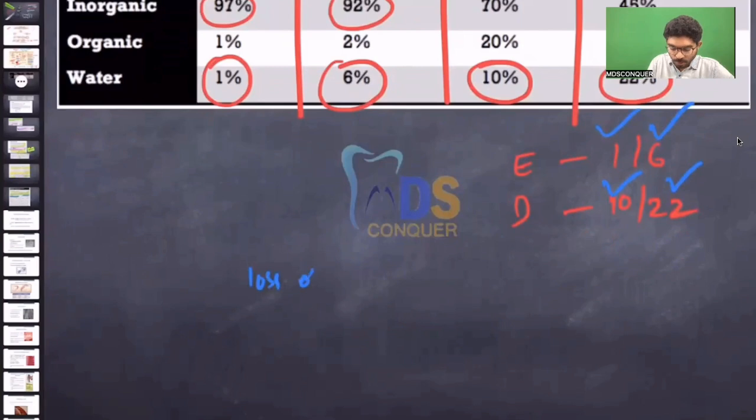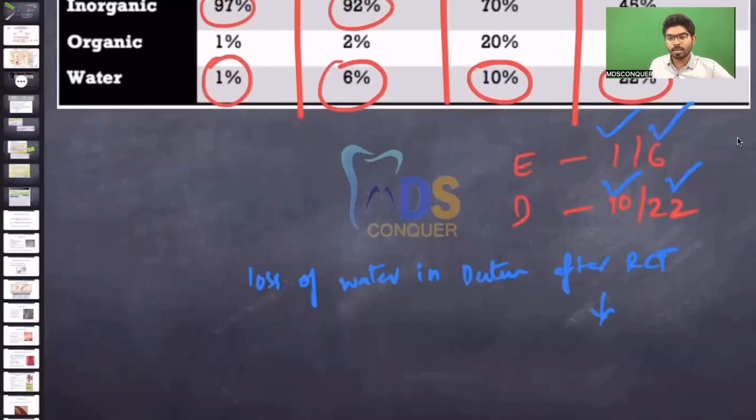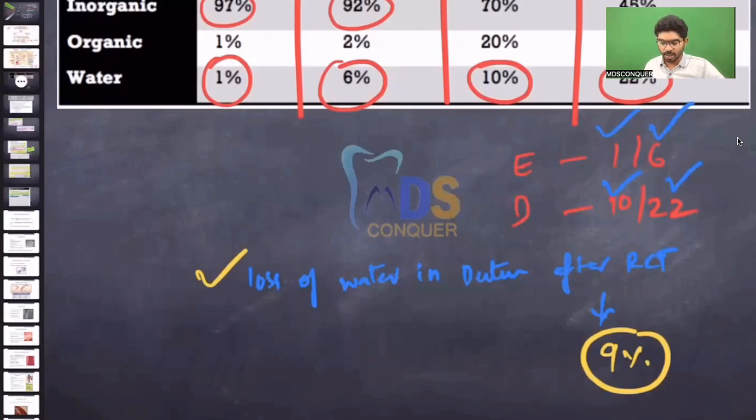Loss of water in dentin after RCT. How much? Yes, very good. The answer is 9%, which is previously repeated in the examinations. Okay, right? So according to this, which is having more water, dentin or enamel?